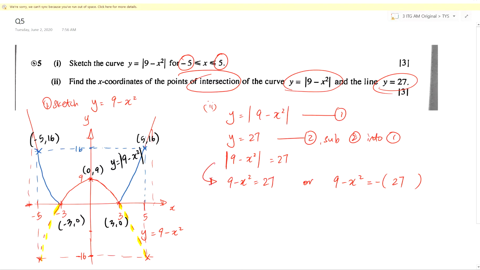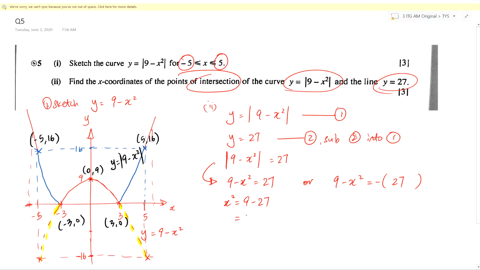We break down the modulus into two different cases. One is for positive, whatever is in the modulus. The other is for negative, whatever is in the modulus. And we solve these two separately. And we see what we get. From the first one, we have x squared equals to 9 minus 27. That's from the first case, isn't it? Does this make sense? 9 minus 27 is x squared.